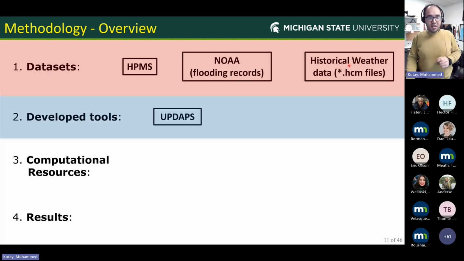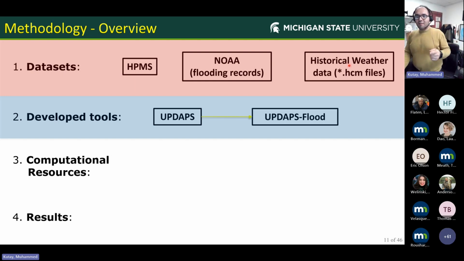But more importantly is UPDAPS, that is Unified Pavement Distress Analysis and Prediction System. We developed the UPDAPS here at Michigan State University for FHWA, and this model mimics the MEPDG with improved features. And we are modifying the UPDAPS to develop the UPDAPS-Flood, incorporating flooding events.